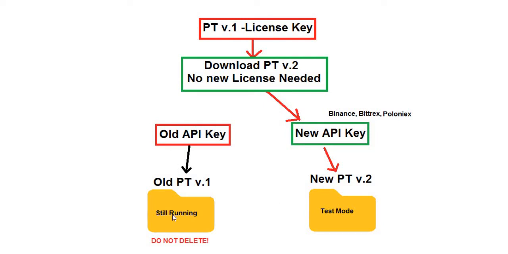So you can run PT1 while you run PT2 on test mode. If you want to run both live, then you're going to have to make another Binance account, a separate Binance account. You're going to have to create with a new phone number and a different email, and then you can run PT2 live. Don't forget that.